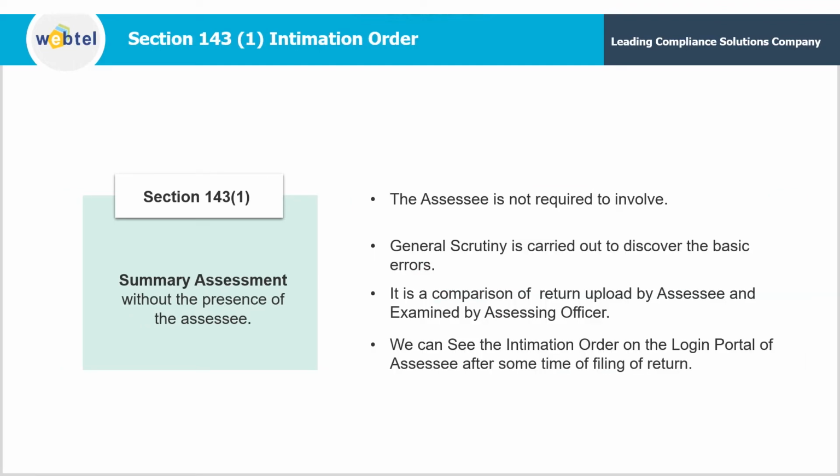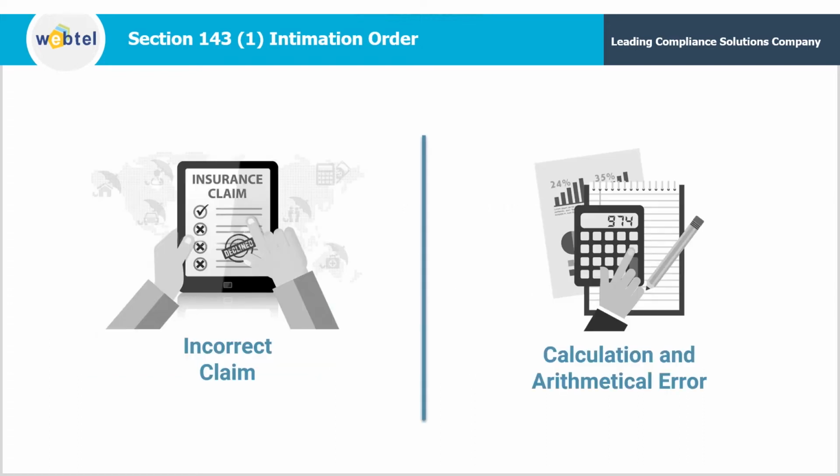Now we are going to talk about section 143(1), which is related to an intimation order, or a summary assessment without the presence of the assessee. Who is going to receive the intimation order as per section 143(1)? In this kind of intimation order, the assessee is not required to be involved, and generally this scrutiny is carried out to discover basic errors. Basically, it is a comparison of the return uploaded by the assessee and the assessment done by the assessing officer. We can see the intimation order on the login page of the assessee some time after the filing of the return.